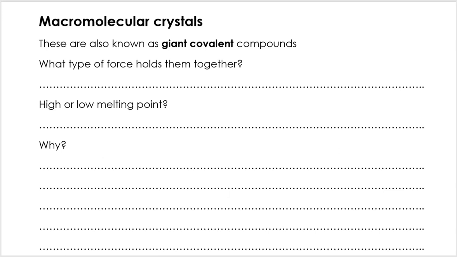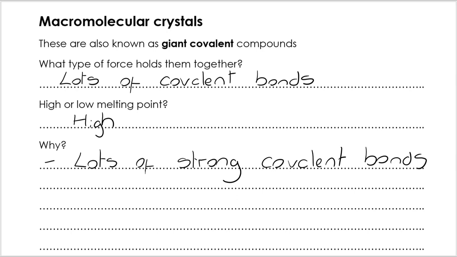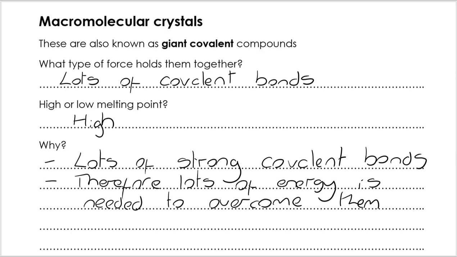And this is generally about giant covalent compounds. So what holds together a giant covalent compound? Well, it's covalent bonds, and there are lots of them. And will their melting and boiling point be high or low? So for giant covalent compounds, you think about some of the key examples, and we're going to look at those later. The boiling and melting points are high. And why is that the case? Well, it's because there are lots of strong covalent bonds, and therefore lots of energy is needed to overcome them.